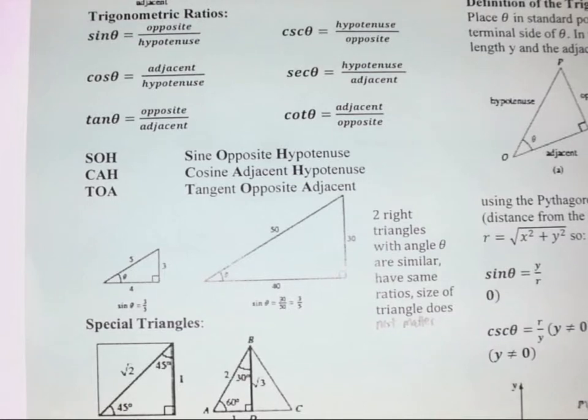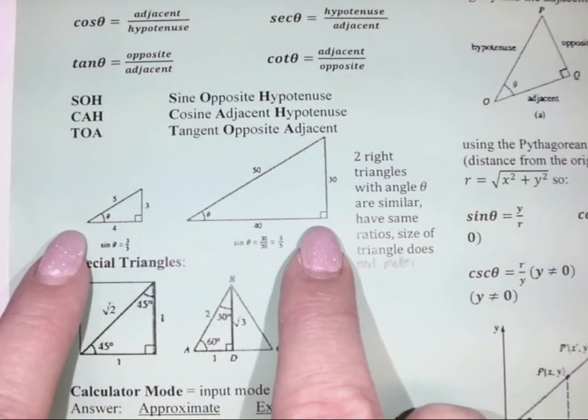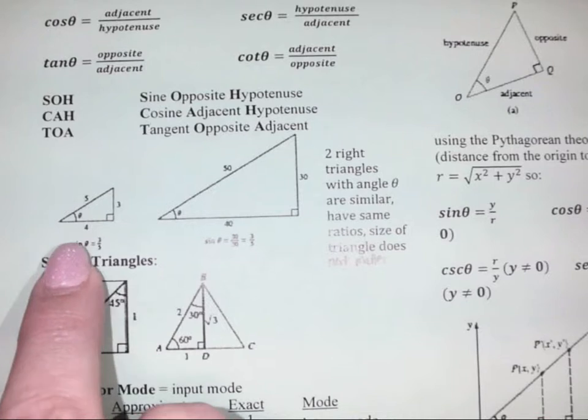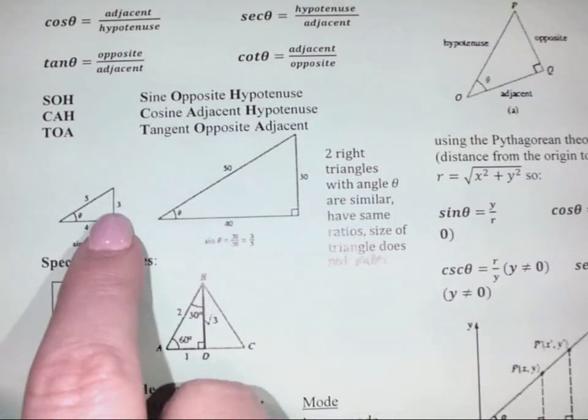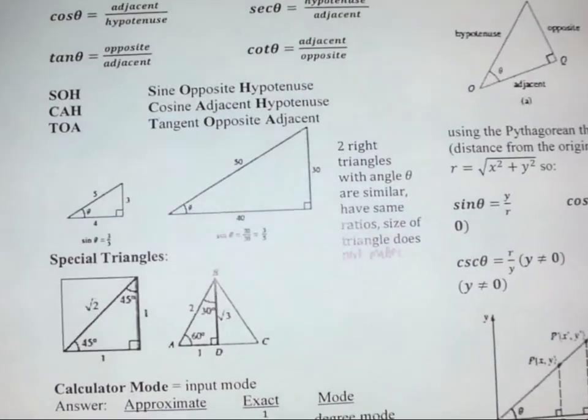So the other thing that we can look at is these two triangles. If we're looking for the sine, it's going to be opposite over hypotenuse. So it'll be 3 over 5.